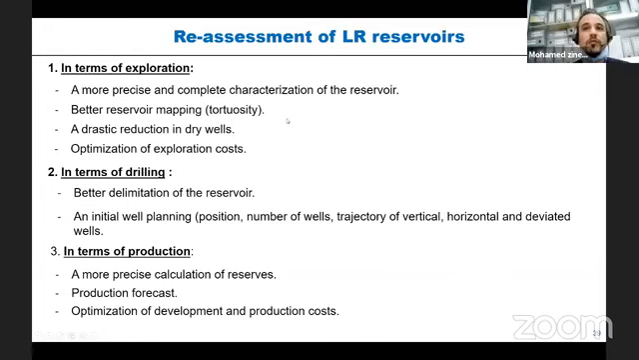In terms of drilling, we can have a better delimitation of the reservoirs and more reliable and trustable initial well planning. In terms of production, if we use artificial intelligence as a key factor for monitoring the production, it can give more precision for calculating reserves and production forecast, and optimization of development and production costs.